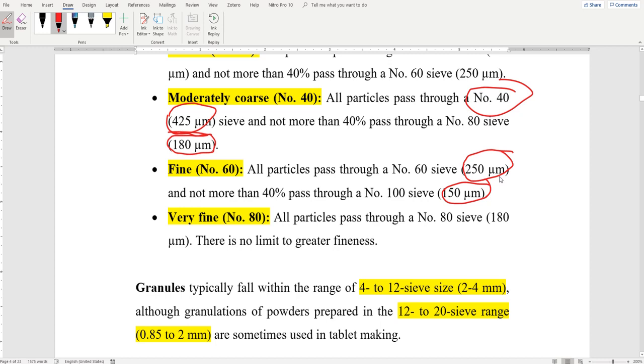Very fine powder is where all the particles pass through sieve number 80, which is 180 micrometers. There is no limit for the fines. What I mean is that we don't have the limits as in fine, moderately coarse or very coarse. All the particles are less than 180, meaning more than 0 and up to 180 micrometers.